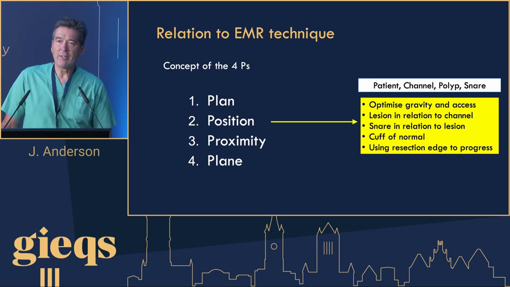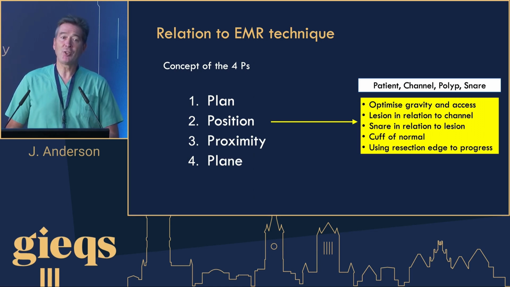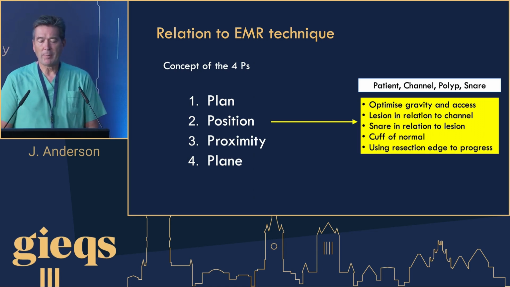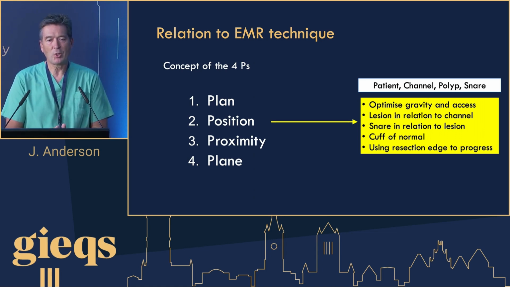The position really refers to the patient position, the position of the accessory channel in relation to the polyp, the position of the polyp in relation to the tip of the scope, and the position of the snare in relation to both the polyp and the tip of the scope. So here we're going to optimize gravity and access. We're going to make sure the lesion is aligned to the scope channel. And for lower GI endoscopy, the channel is at 5 to 6 o'clock. You want everything nice and close.